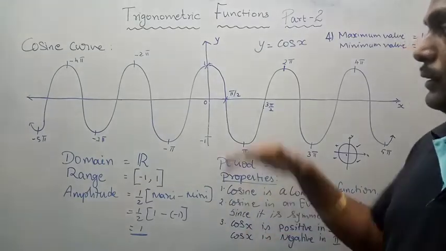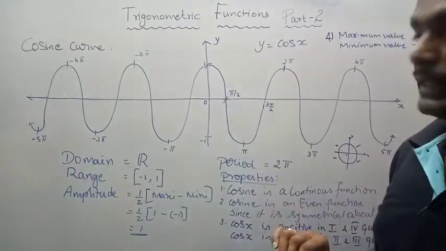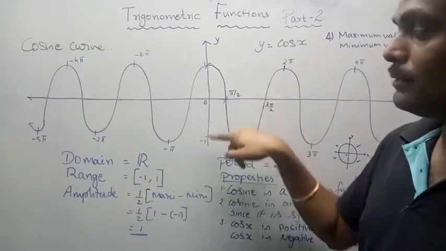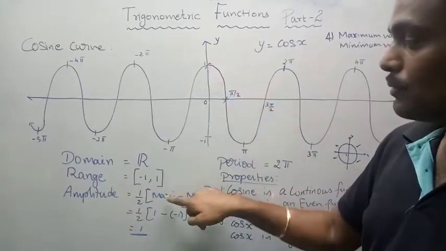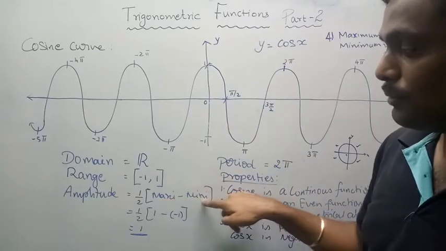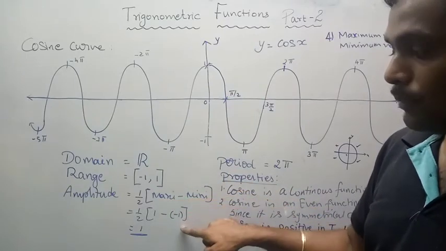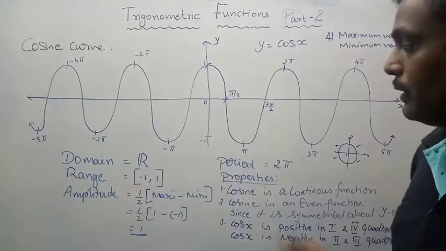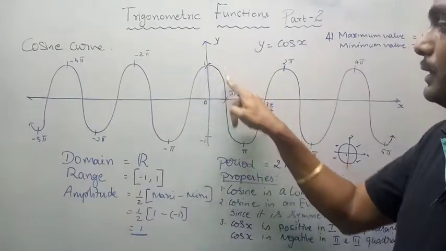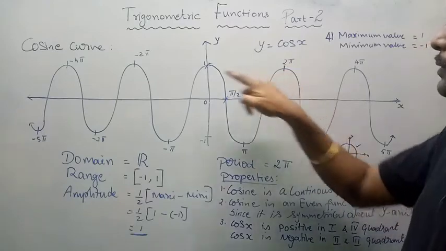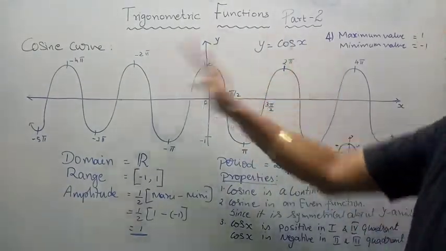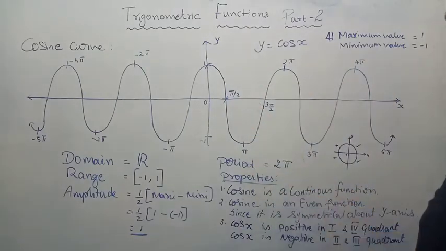Amplitude, distance from the x-axis to the maximum, or half times the distance between maximum and minimum. The maximum is 1, minimum is minus 1. So the distance between these two is 1 minus of minus 1, that is 1 plus 1, 2. 2 cancels, 1 unit. Period, one cycle. It starts here, comes down, and goes up. So this part will be repeated on either side. So the period is 2 pi.